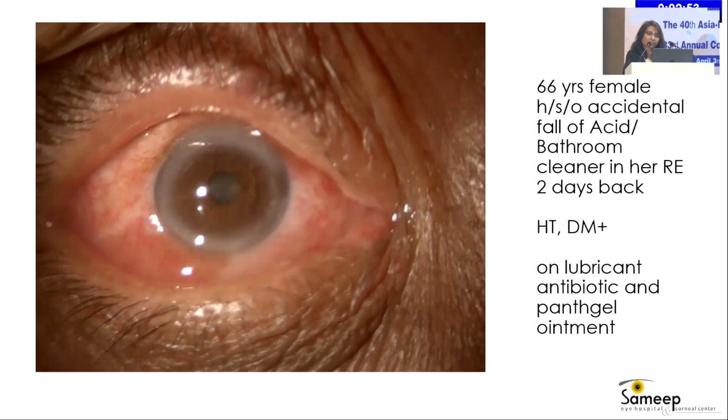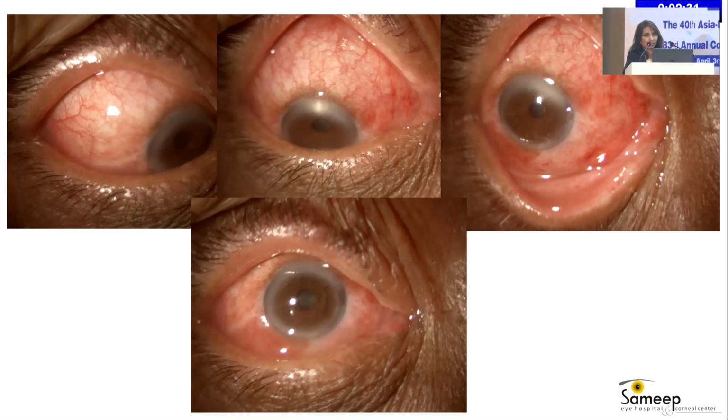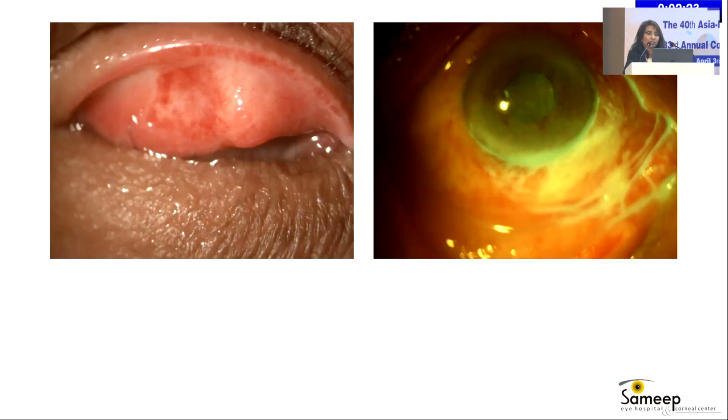This is another example, a 66-year-old female who presented with a history of accidental fall of acid bathroom cleaner in her right eye 2 days back. She was also hypertensive and diabetic. She was on lubricant, antibiotics, and some other ointment. As you can see on the cornea, there is an epithelial defect, but if you look at the surrounding areas, it's important to see all the areas of the surface, and then you would know how much the damage is. On eversion of the lid, you can see there was significant involvement of the upper tarsal conjunctiva as well.